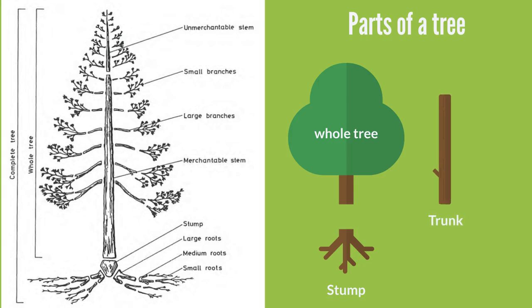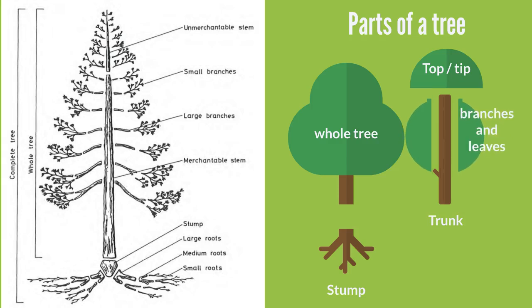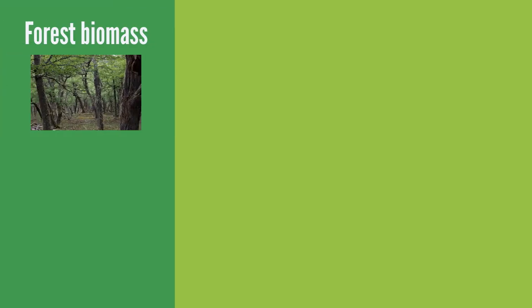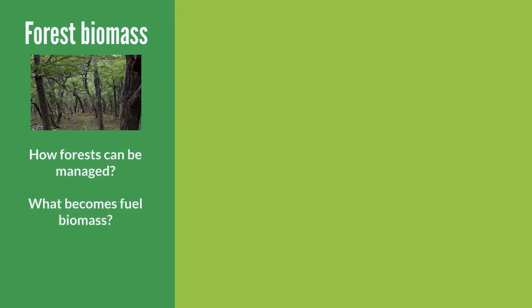The trunk is the stem and main wooden axis of a tree. Its top is usually not merchantable for the production of timber. In that way, the top of the tree or tip, its branches and leaves, can be considered as residual materials. In this video, we will answer the following questions. How can forests be managed? What becomes fuel biomass? How can forest wood be processed?